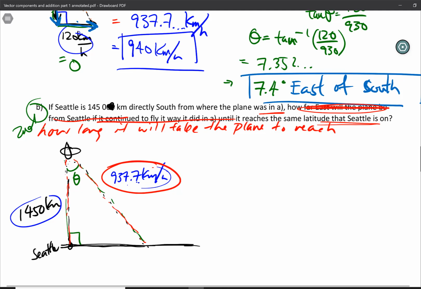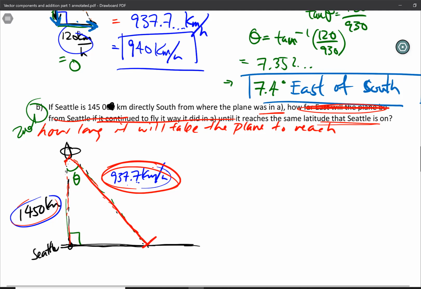Now you could say, oh hey, but I can find the distance that the plane would have traveled, and use that with our modified speed after the wind to find the time. You could do that, but you cannot use this original distance here. That is assuming your plane is moving south and going as fast as 937.7 kilometers per hour, which is not. Okay, so be very careful of that pitfall.